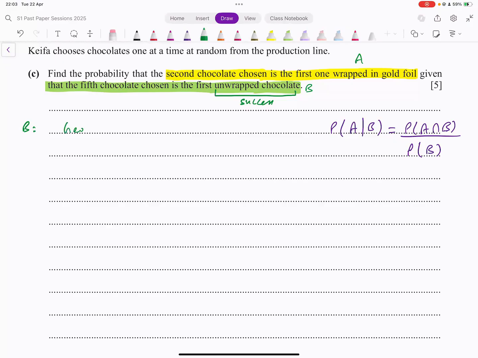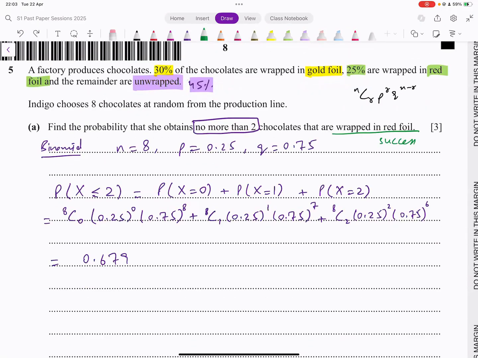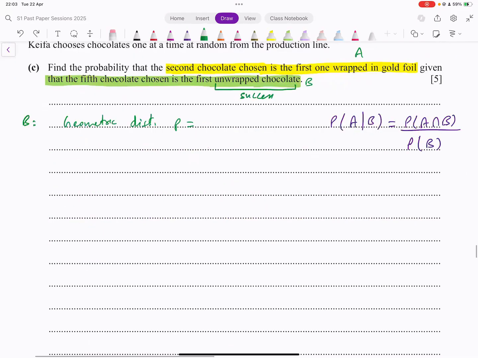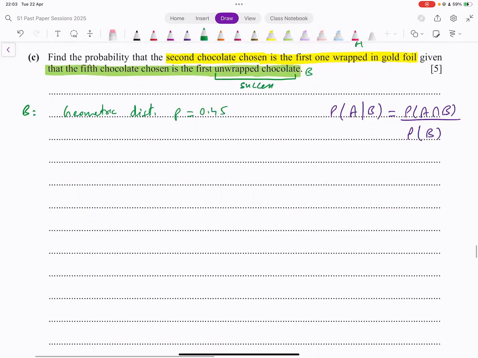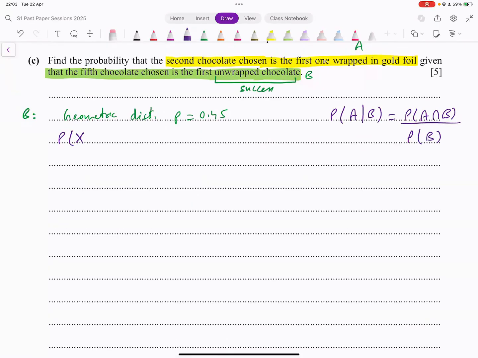It's a geometric distribution. Let's write that down first. And for this geometric distribution, the probability of success is unwrapped chocolate. That was 45%. That's 0.45. Let's find this probability. Probability of your first success coming on the fifth attempt. X equals 5.